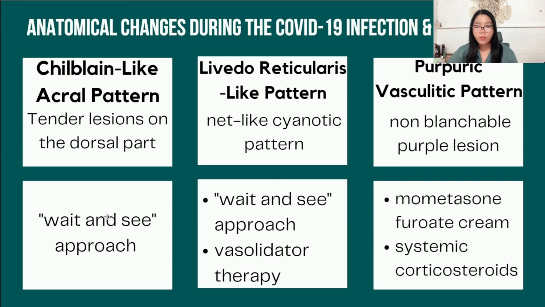The last one is purpuric vasculitic pattern. It is a non-blanchable purple lesion. To treat it, we will need a mometasone furoate cream or systemic corticosteroid for broader manifestation.